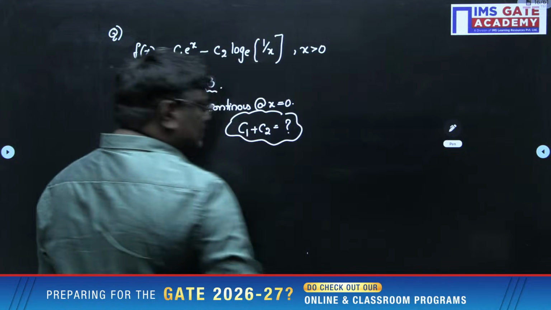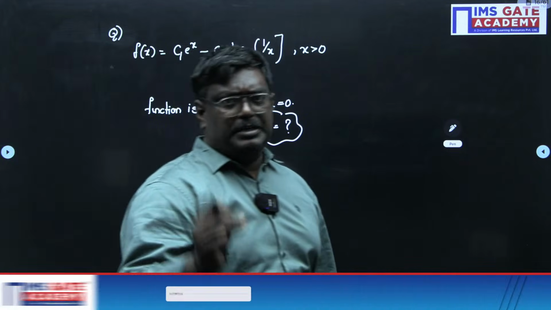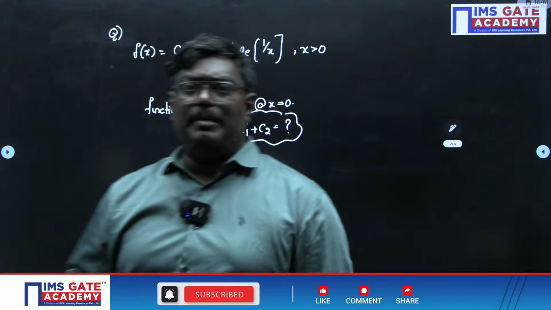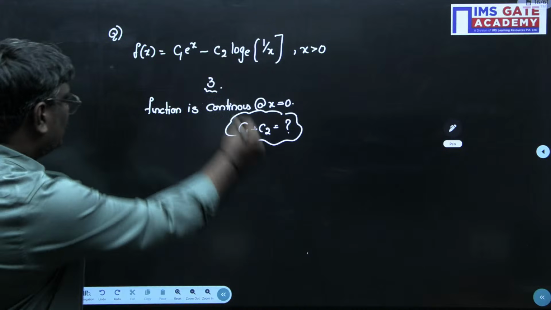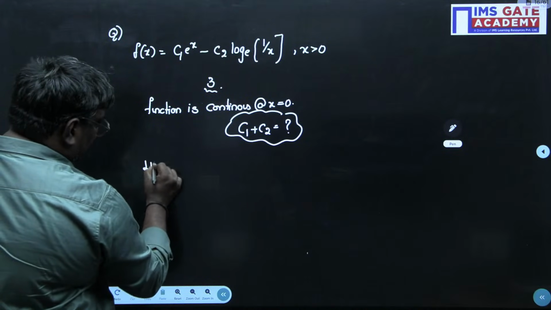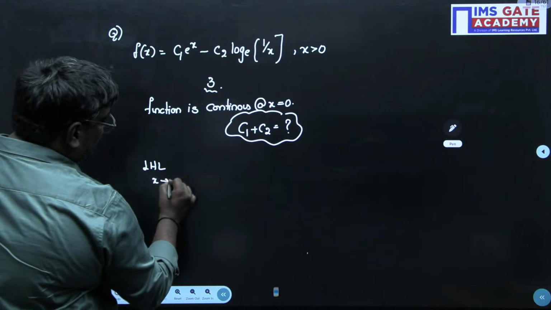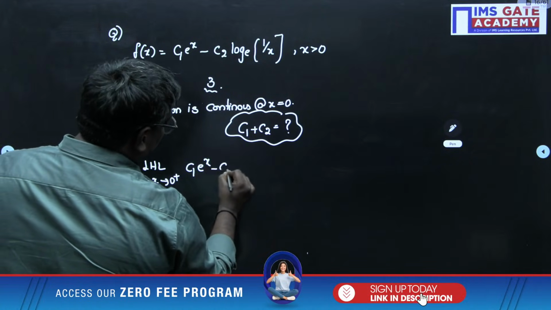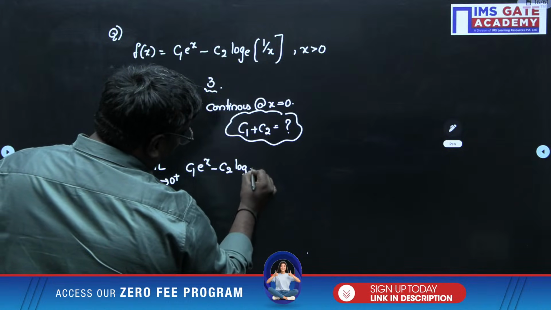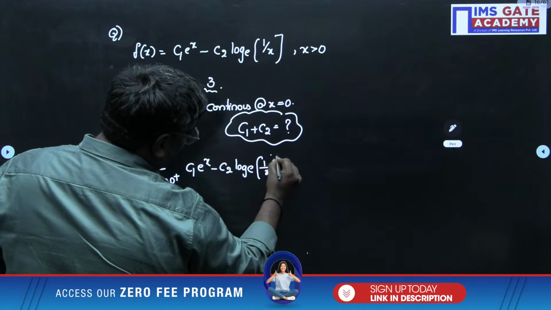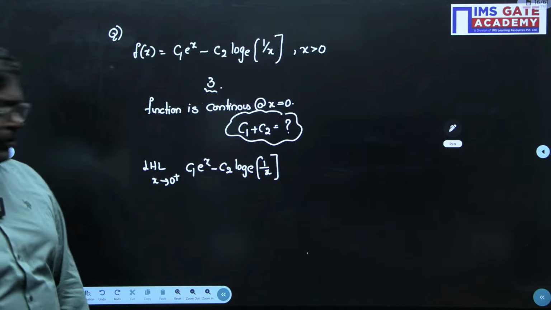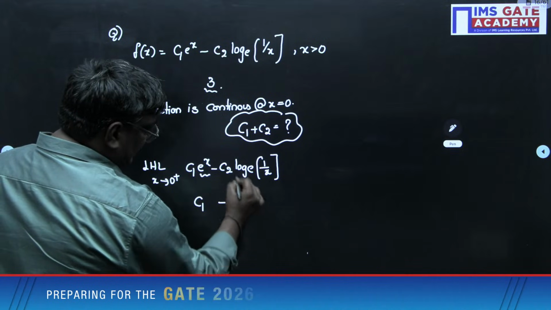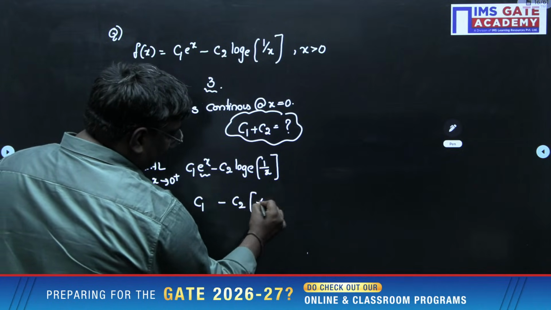Now, see, this is a simple one. For a function to be continuous, the left hand limit should be equal to the right hand limit. So similarly, if I talk about the limit x tends to 0 plus, here we have the expression c1 e power x minus c2 log e power 1 by x. If I substitute x as 0, e power 0 is 1, so c1 minus c2, and 1 by 0 is something like infinity.